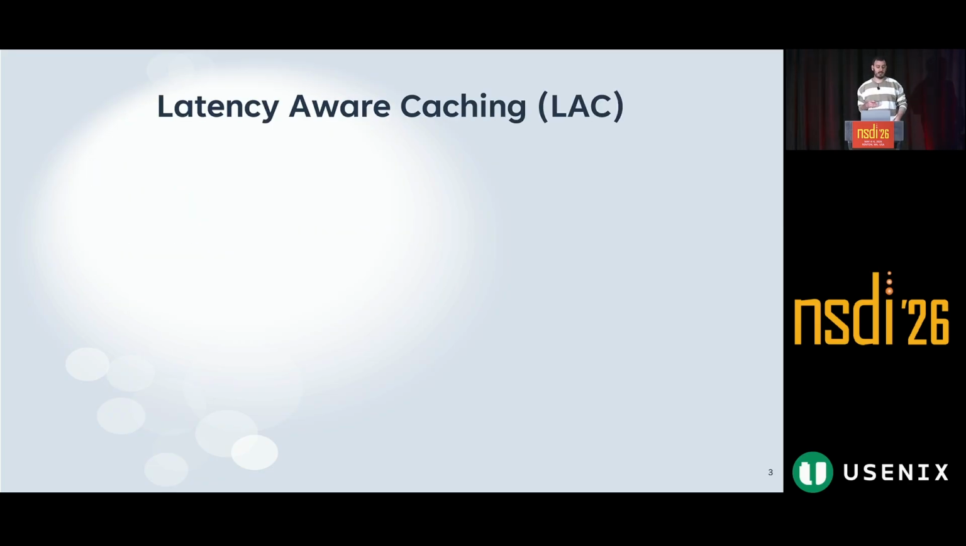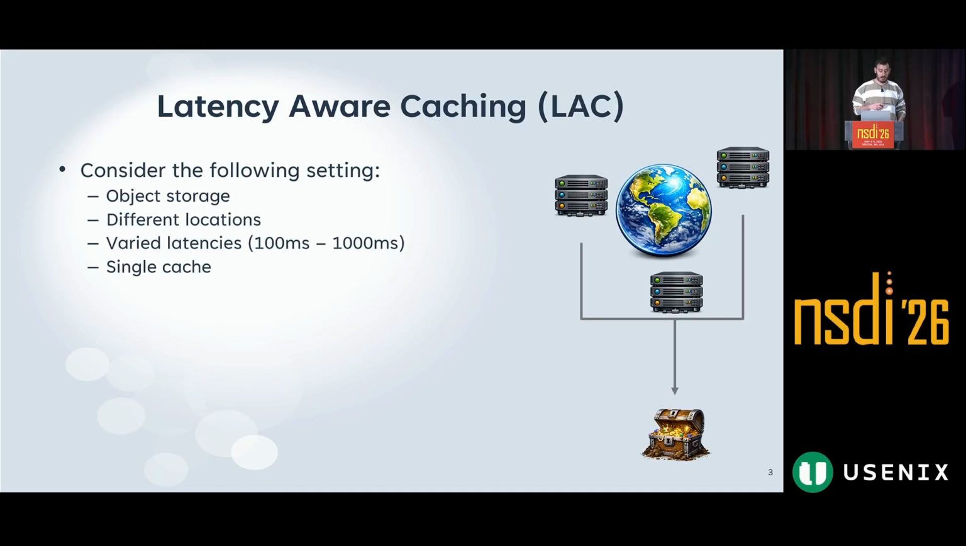So let's start by understanding what is latency-aware caching. Let's consider the following setting. We have distributed object storage with different locations, varied latencies from 100 milliseconds to 1000 milliseconds, and a single cache at the user side. We need to understand that when we miss an item in the cache, not all misses are the same. Some misses pay more than others. And I want to point out something that I won't talk about now. I will explain it later. Bursts may be an issue.